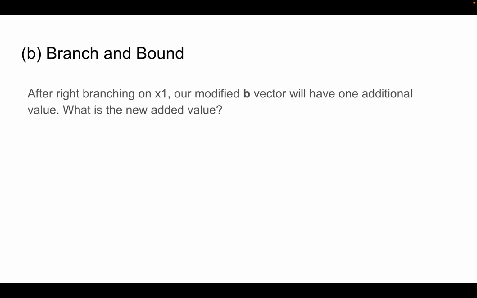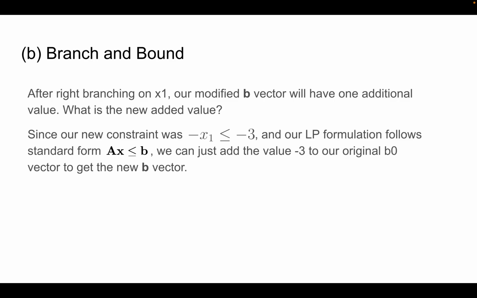Now, after we made that modification to A, we also need to make the corresponding modification to B. So in terms of adding the value to B, we're going to retain whatever values we had from B naught. That's going to be our first 4 values in the B vector, and then the last value is just going to be the value that represents the right side of our new constraint. So since our new constraint was -x1 is less than or equal to -3, our LP formulation is going to follow that standard form Ax is less than or equal to b. We're going to just add the value -3 to our original b naught vector, and that's going to give us the new b vector.